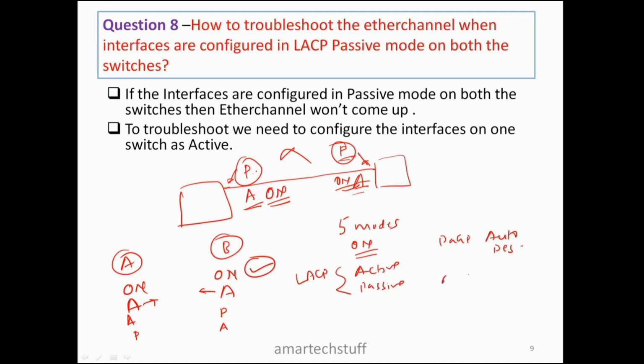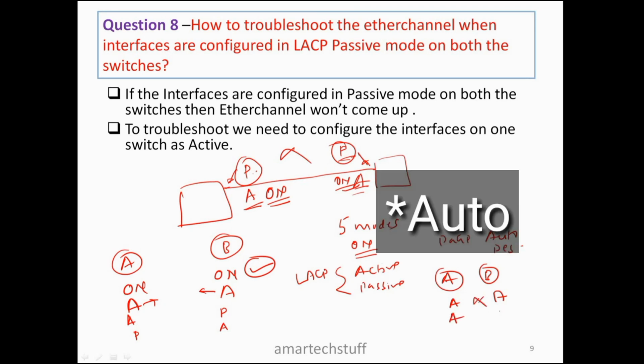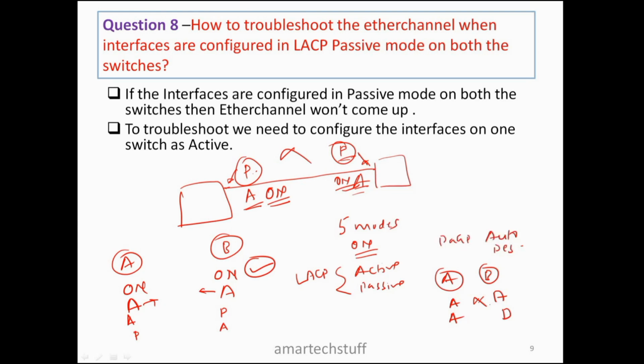I'll just move on over here, A and B nodes. If this is auto and this is auto, that is PAgP auto and PAgP auto, it is not going to form the EtherChannel, because again, auto is something similar to LACP's passive. It is passively going to try to form the EtherChannel, and the EtherChannel is not going to get formed. If this is auto and this is desirable, meaning it is desiring to form the EtherChannel, actively trying to form the EtherChannel, then yes, the EtherChannel is going to get formed.